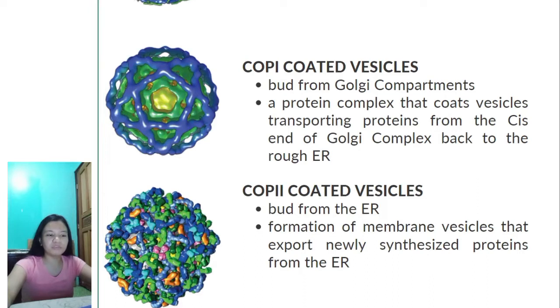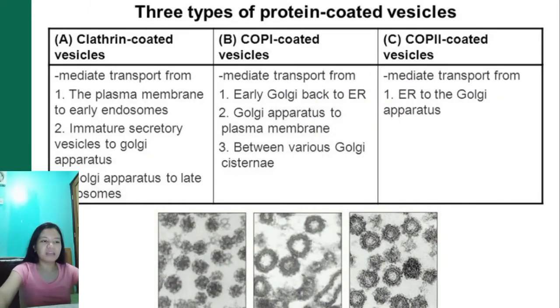Well, si COP2-coated vesicles naman, ang role niya is nagbabad siya galing sa endoplasmic reticulum and then nagpo-form. Yung COP2 is formation yun ng mga membrane vesicles na kung saan nag-export sila ng mga newly synthesized proteins na galing sa ER or endoplasmic reticulum. So, ngayon, meron tayong table ng 3 types of protein-coated vesicles. Clathrin-coated vesicles mediate transport from the plasma membrane to early endosomes, immature secretory vesicles to Golgi apparatus to late endosomes.